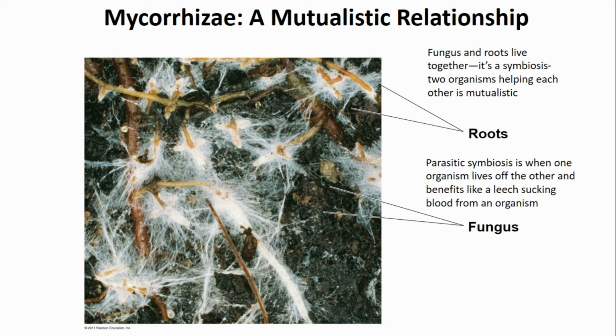break down nitrogen. Sometimes you have parasitic symbioses, but these are normally bad, where one organism benefits off the other, like a leech sucking your blood, or a mosquito biting you and sucking your blood. Not a good thing. But mycorrhizae is a mutualistic relationship between the organism, fungus, and then the plant, roots. Don't forget, fungus is singular, fungus, but fungi is plural, fungi.